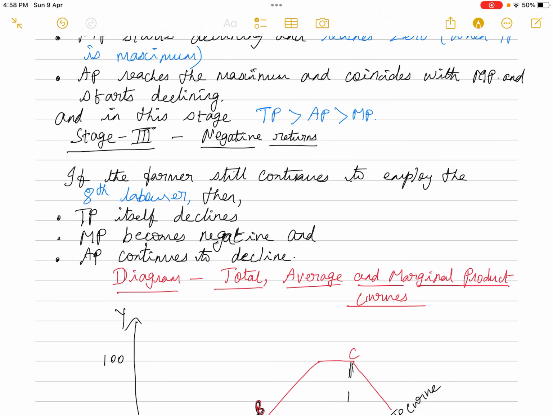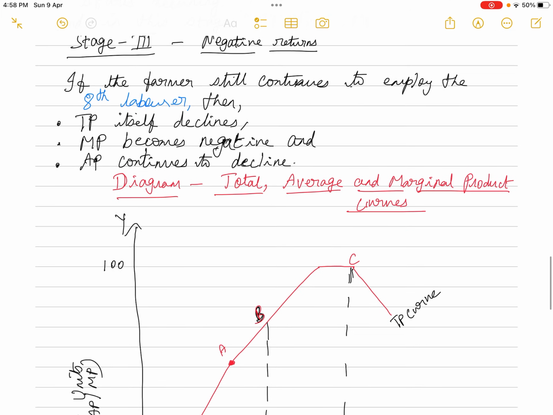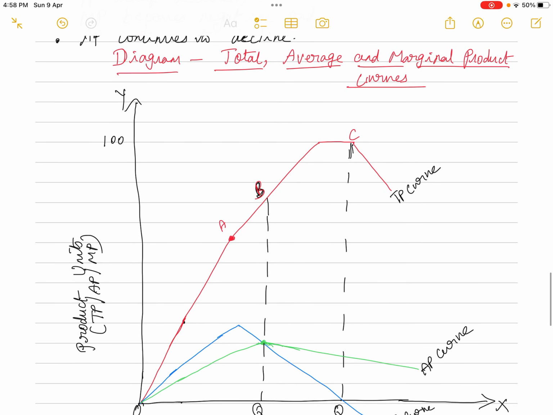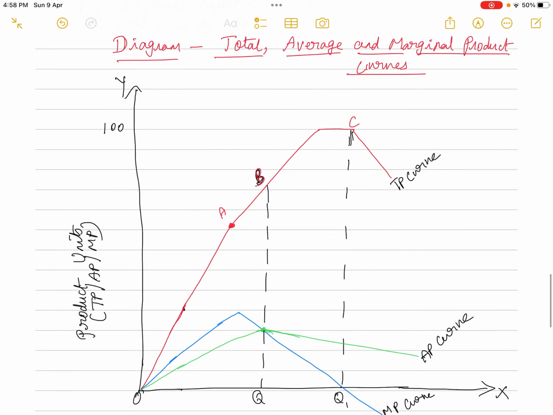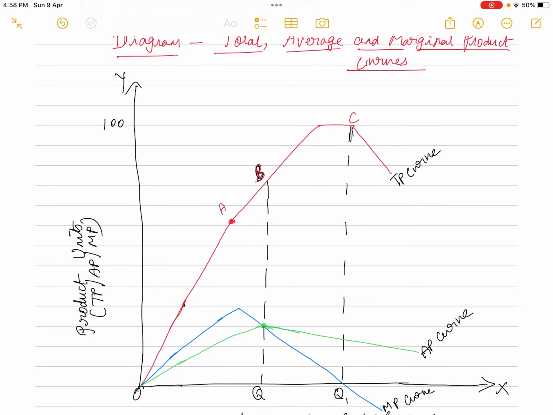And stage 3, if the farmer still keeps on employing the labor force, he will come across the negative return. That is when the 8th laborer is employed. If the farmer still continues to employ the 8th laborer, then what is happening? The TP itself declines. The marginal product becomes negative and average product continues to decline.